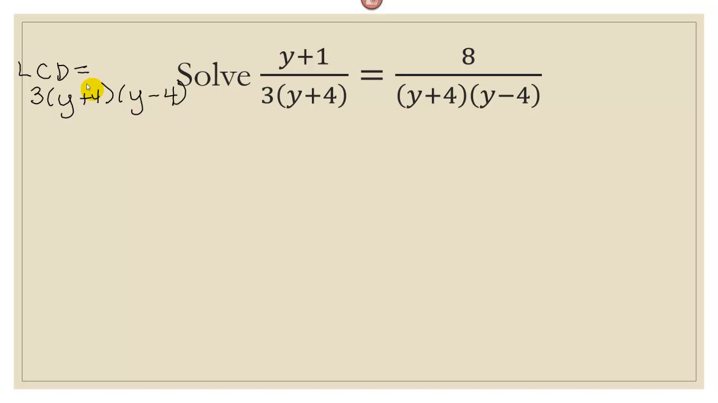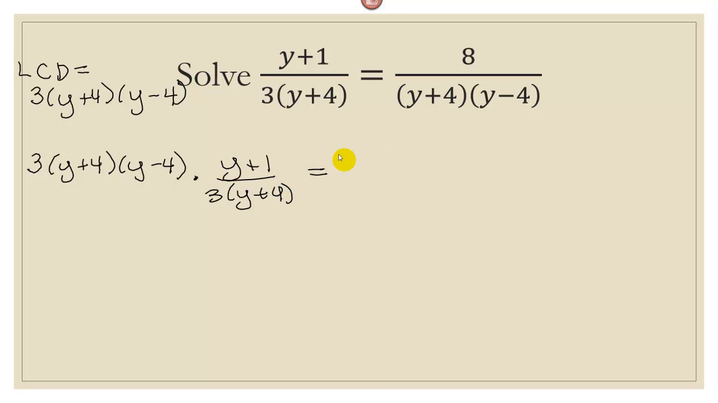And this one was a little easier to find, the LCD, than the last one because it was already factored for us. Okay, so the idea here is I just want to make sure I multiply both sides by that LCD. So let's do that. Let's take the 3 times y plus 4 times y minus 4 and multiply it by the left-hand side. So that gives us y plus 1 over 3 times y plus 4 equals, and again I'm going to take my LCD and multiply it by the right-hand side, 8 over y plus 4 times y minus 4.